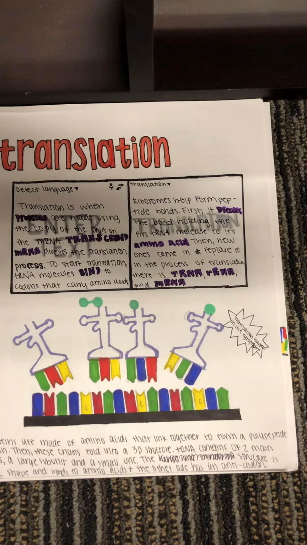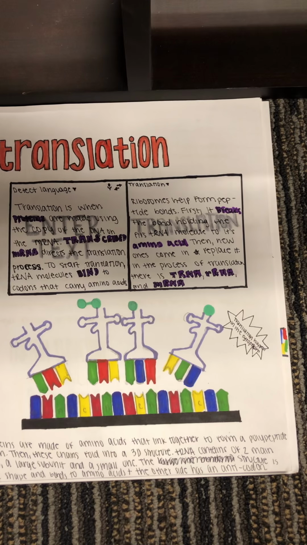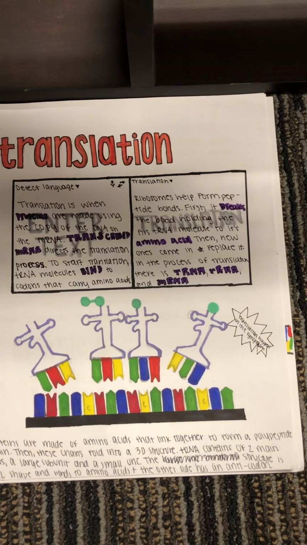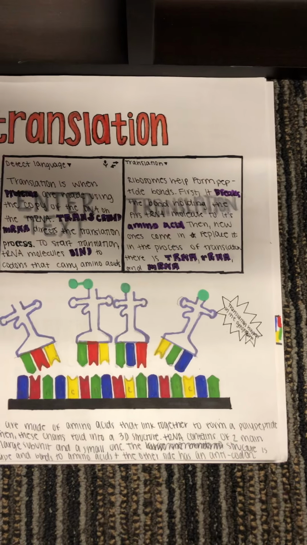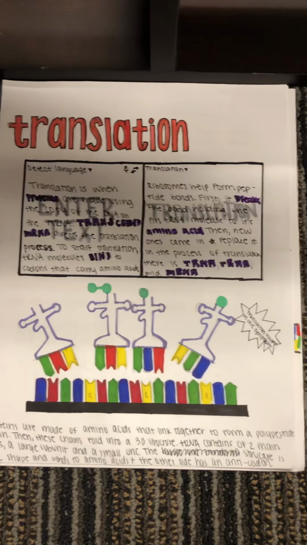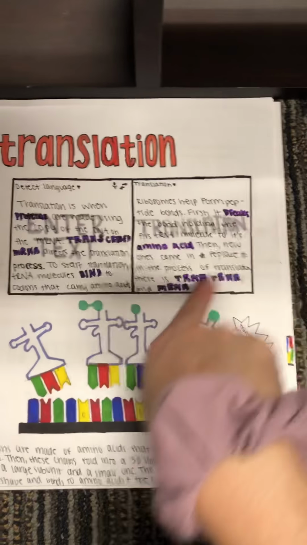Ribosomes help form peptide bonds. First, it breaks the bond holding the first tRNA molecule to its amino acid. Then new ones come in to replace it. In the process of translation, there is tRNA, rRNA, and mRNA. So here, this is what it was talking about over here.